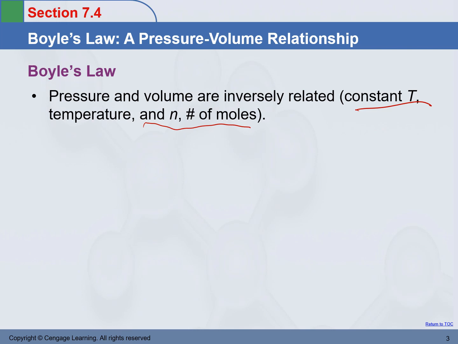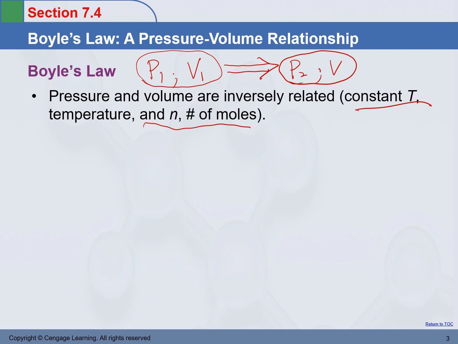For example, there's a gas sample. At the initial state, the pressure is P1, the volume is V1. Then the condition changes to a new set of conditions. At the new set of conditions, the pressure becomes P2, the volume becomes V2. During this change, the temperature didn't change, and this is the same gas sample. According to Boyle's law, pressure and volume are inversely related. That means P1 over P2 equals V2 over V1. Mathematically, that means the pressure and the volume are inversely related.